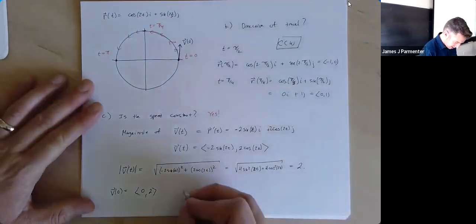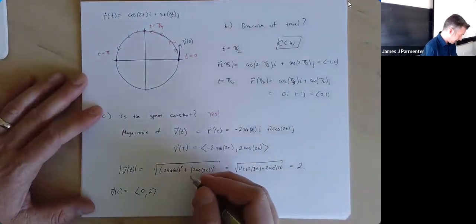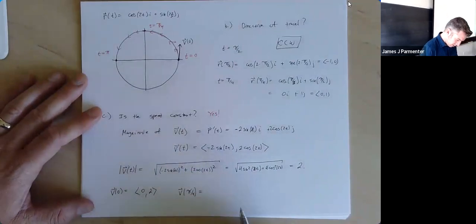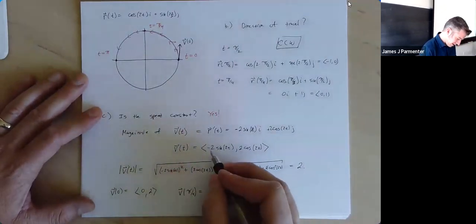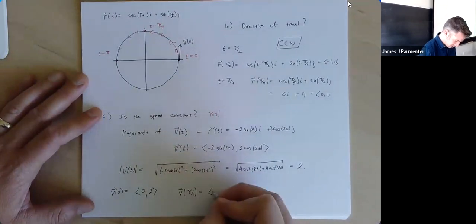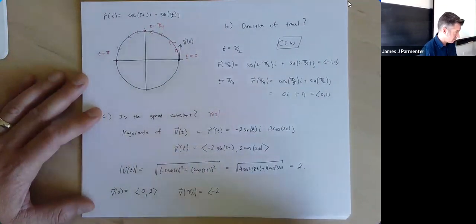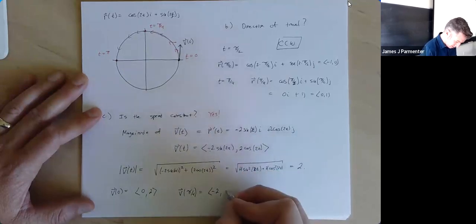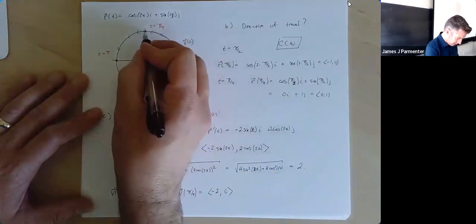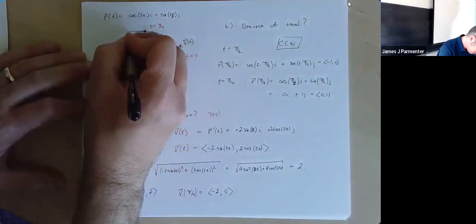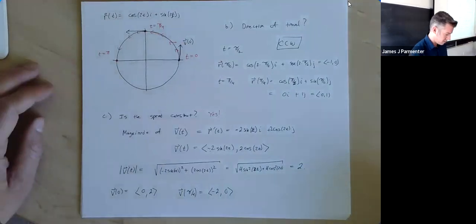And then if we go over to time equals pi over 4, v of pi over 4 equals, let's see, if I plug in pi over 4, I get -2 times sine of pi over 2, which is -2 times 1, and then 2 times cosine of pi over 2, which is 0. So at this point right here, pi over 4, the velocity vector is going straight to the left.